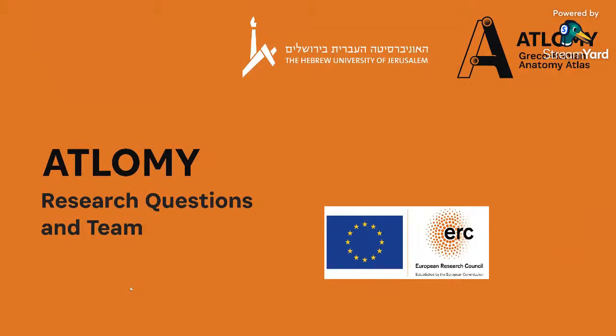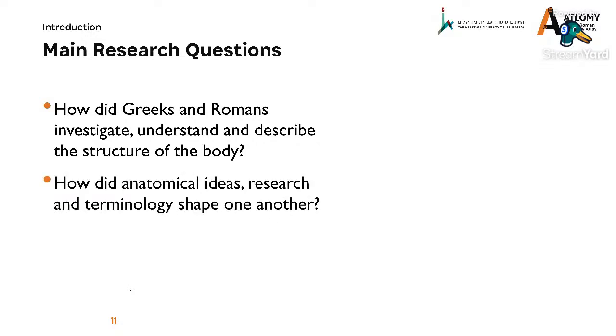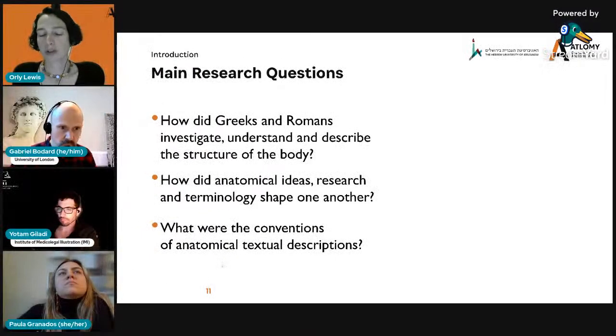So at Atlami, at our project, what are our research questions? Why are we even modeling? This is what we're trying to achieve: to understand how the Greeks and Romans investigated, understood, and described the structure of the body, how their ideas, their understanding of the anatomy, their research, and the terminology they had used shaped one another, and also what were the conventions of anatomical textual descriptions, so from the literary perspective.